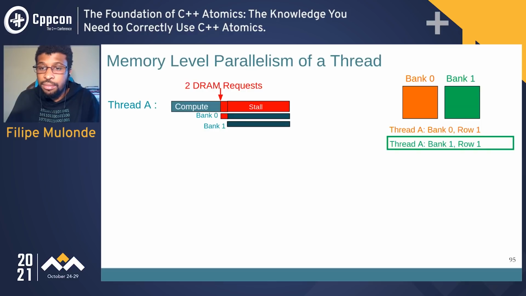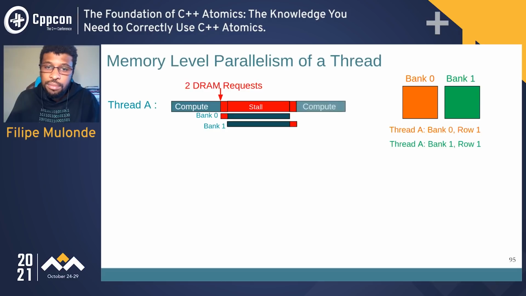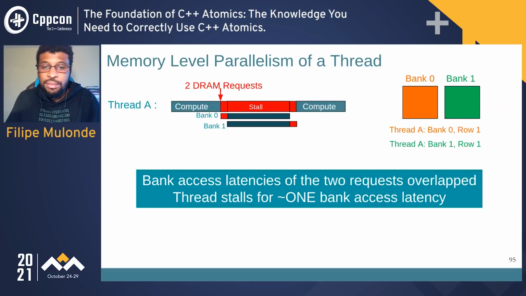And after some time, the first request completes. And after some time, the second request is also complete. And after that, the thread can start computing again. So the bank access latencies of the 2 requests overlapped, and the thread stalls for only 1 bank access latency.